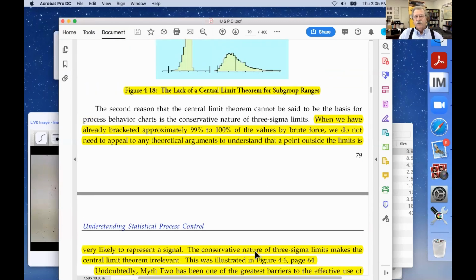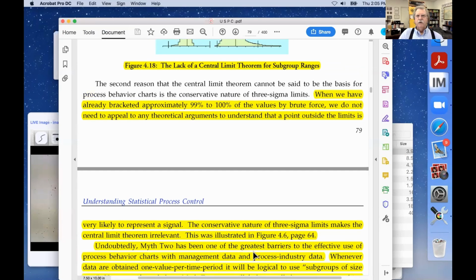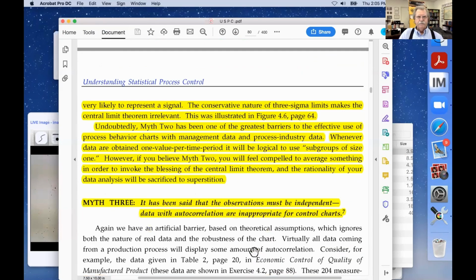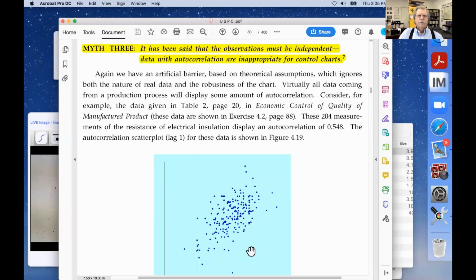The central limit theorem is true, but it's not the foundation for the chart. And Shewhart, with his usual thoroughness, took about 40 pages to examine that idea and say, well, we can't really use this because it doesn't really work for measures of dispersion. Myth 3. It has been said observations must be independent. Data with autocorrelation are inappropriate for control charts.